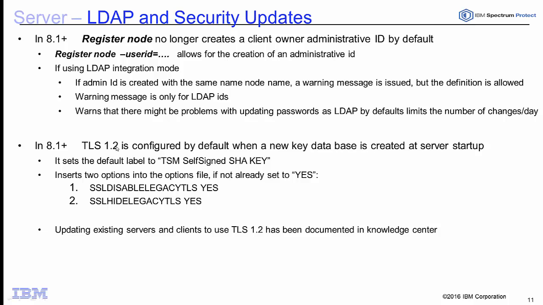If you have an existing Spectrum Protect server and you want to upgrade it to start using TLS 1.2, check out our documentation in the Knowledge Center and we'll walk you through how to update an existing Spectrum Protect server. And we've had that option out there for a while.